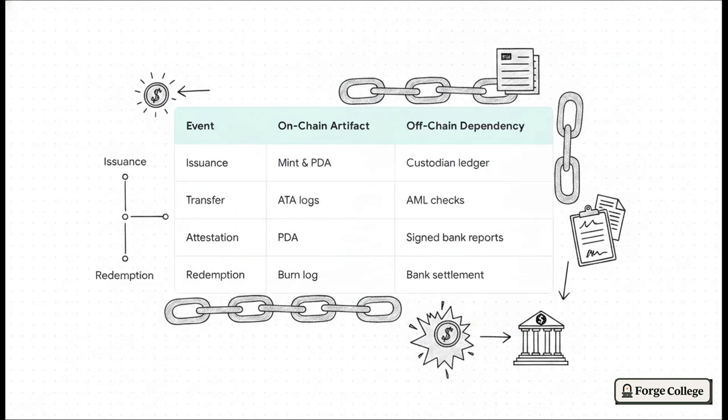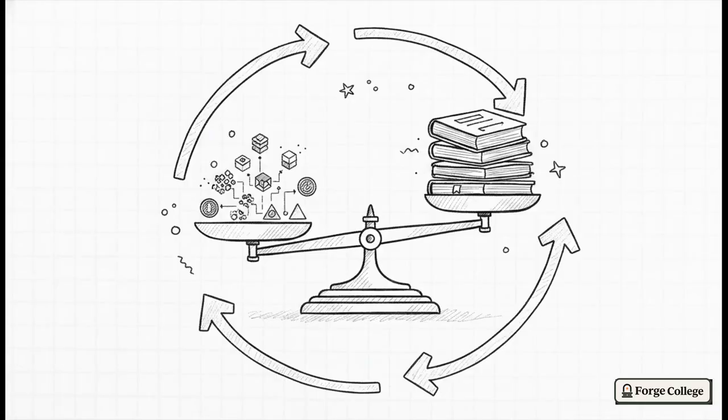Notice how perfectly the digital and physical worlds map to each other at literally every single step here. During issuance, your on-chain mint and PDA rely entirely on the off-chain custodian ledger. Makes sense, right? During a transfer, your on-chain associated token account logs are tightly bound to off-chain anti-money laundering, or AML, checks. During attestation, an on-chain PDA requires off-chain signed bank reports. And finally, for redemption, an on-chain burn log triggers the physical bank settlement off-chain. Everything has a twin.